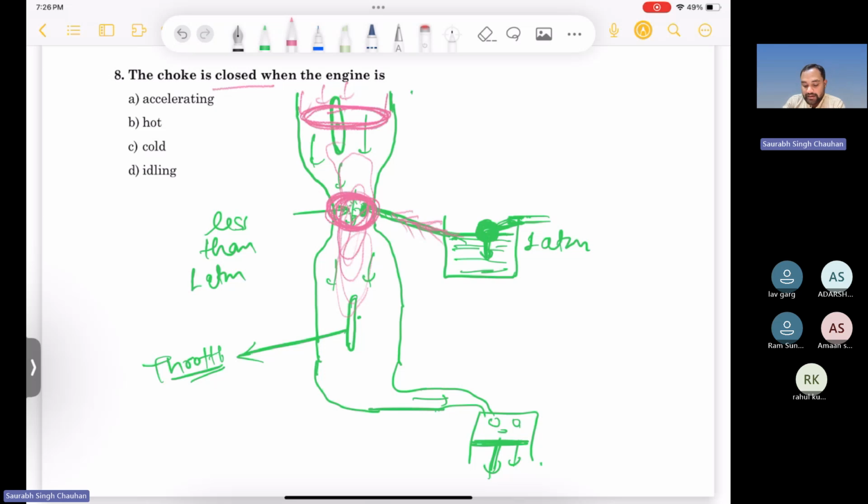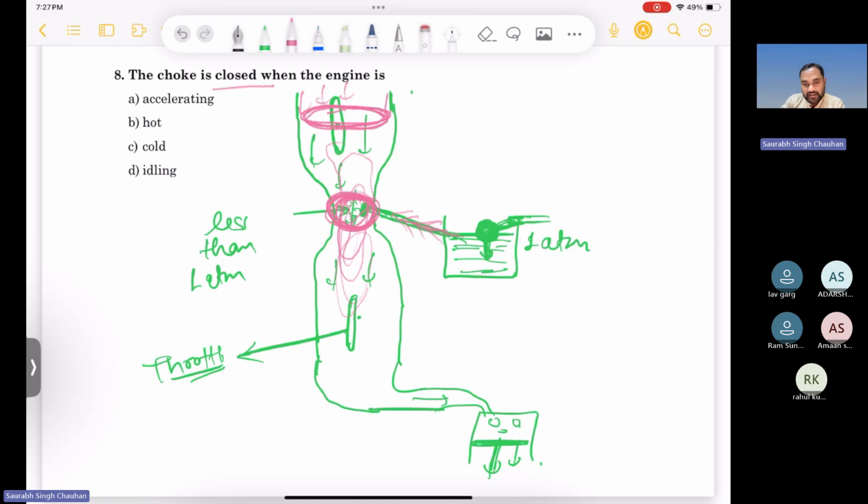But sometimes when the bike does not start, especially in cold conditions, during starting you need a little more fuel. So you just close the choke valve and more fuel comes in, and when your bike gets started, you just open the choke valve and your bike will run normally.